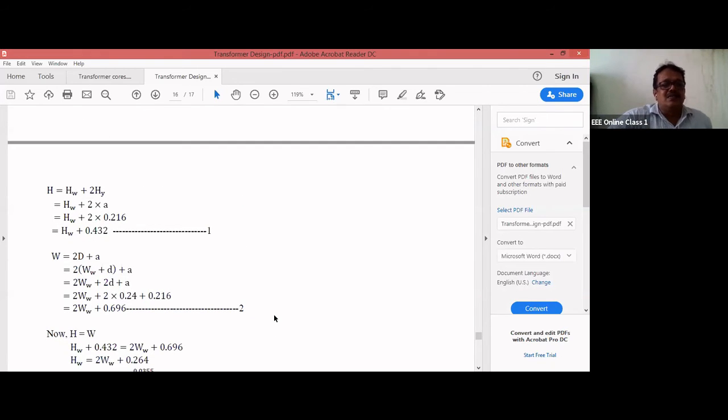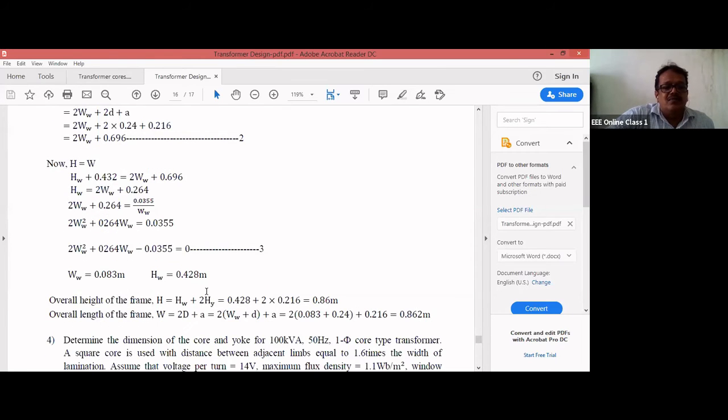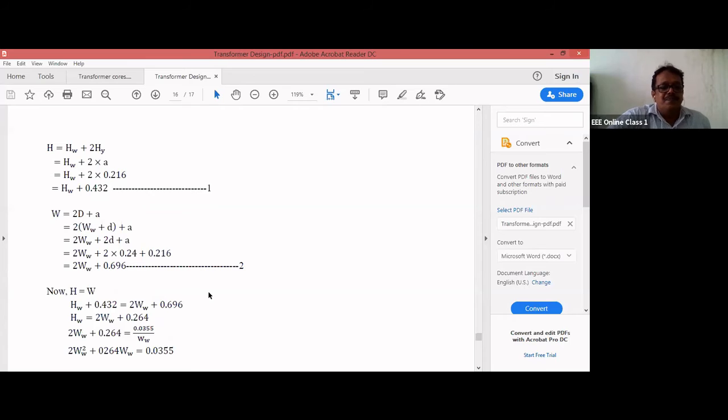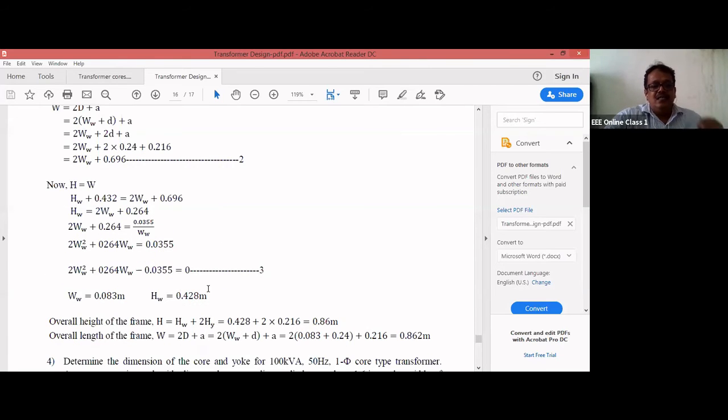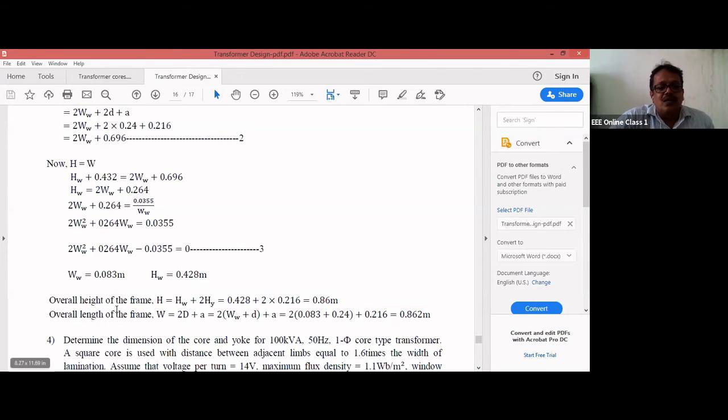Okay, you can use any other equation here, and you can find out HW. Once you find out WW and HW, then you can find out the overall length of the frame. Here you will get WW, HW from the area of the window.